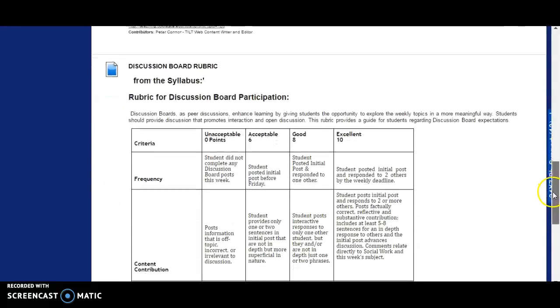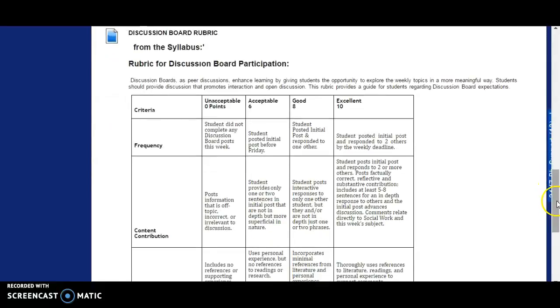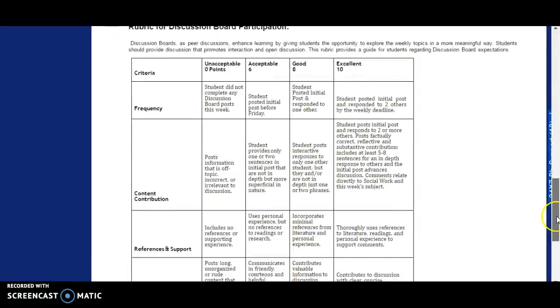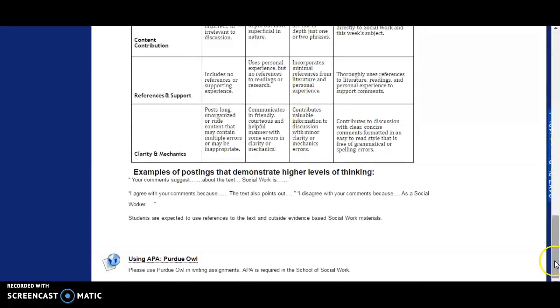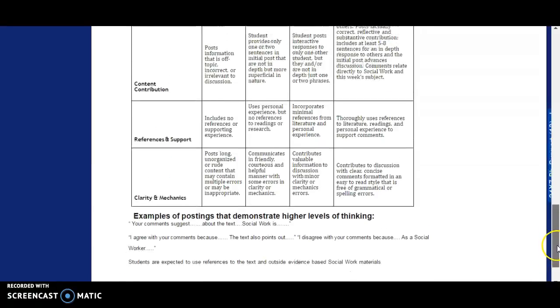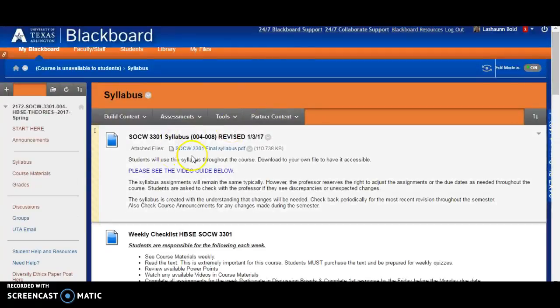And here's the discussion board rubric. So I want to be sure you know that the rubric is there. I already talked a little bit about that in our Start Here course navigation. So if you read that, you know what my comments were there. But there are some resources there for you.